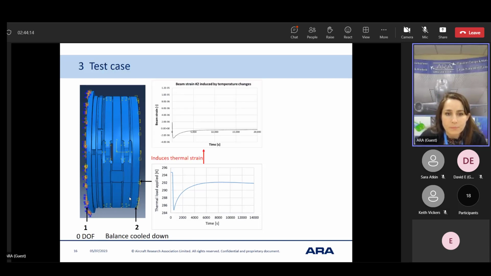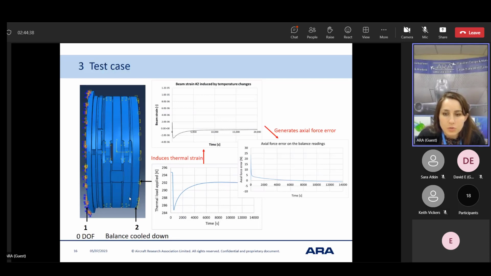Here is one beam. Here is a plot of the beam strain against time, and we can see that just 10 degrees of change in temperature can give a beam strain of 10 to the minus 6. We can think, okay, it's not that much. A magnitude of 10 to the minus 6 is really small, but it can lead to an actual force error of about 25 Newton, which is not negligible.